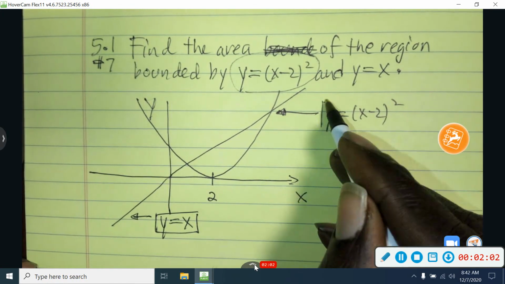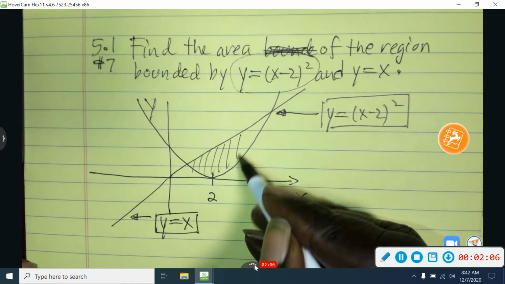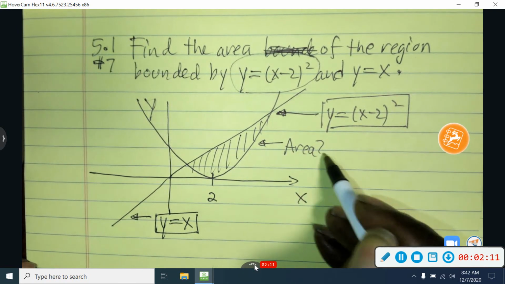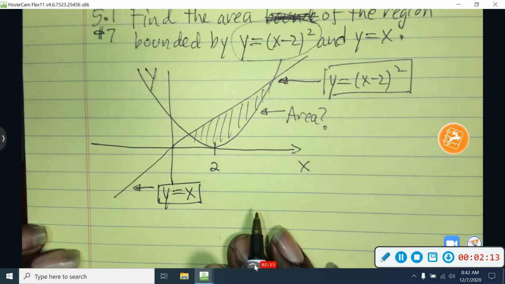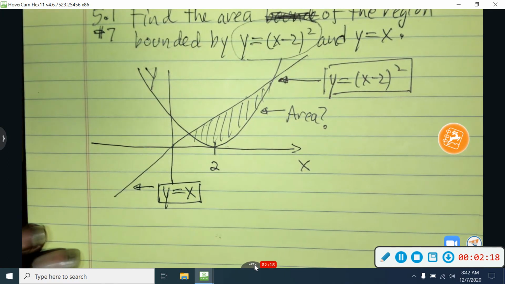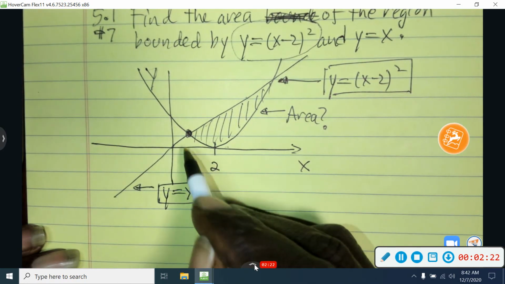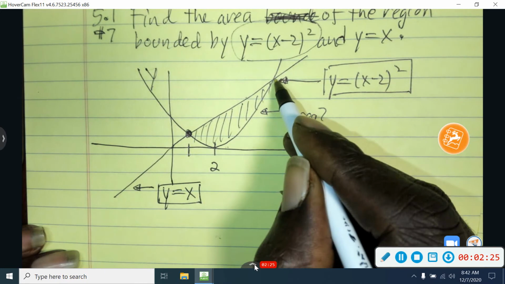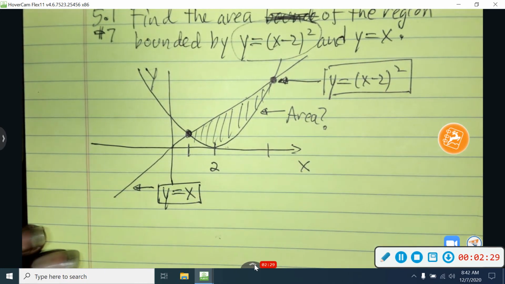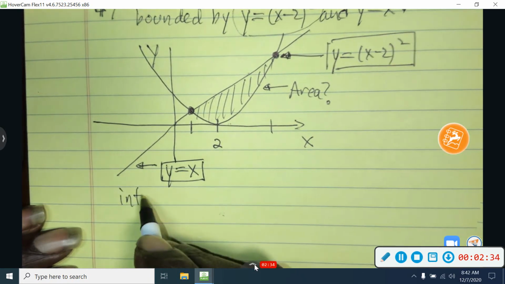Capiche? So you can see they bound a region right here, and we want the area of that region. Remember, it's the integral of the function on the top minus the function on the bottom. But first we have to know where to start the integral, which will be right here at this x coordinate, and stop the integral, which will be right here at this x coordinate. So we have to find the intersection points.